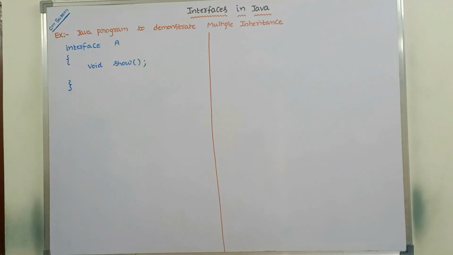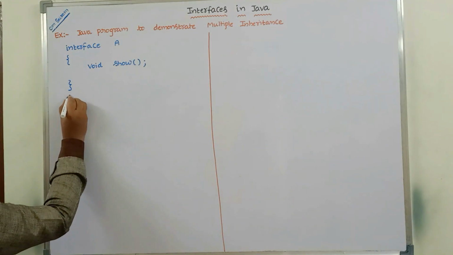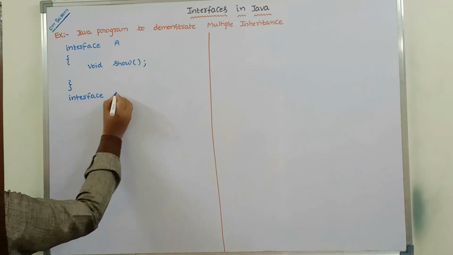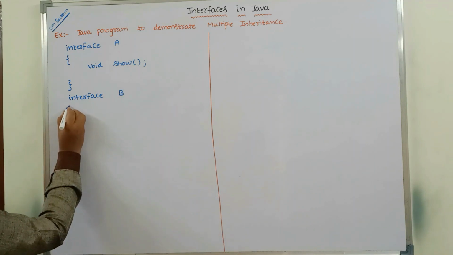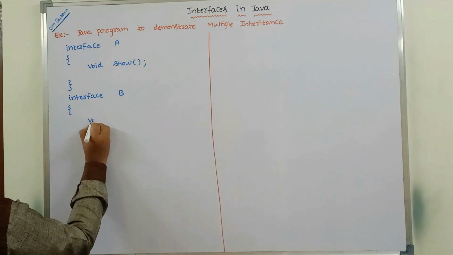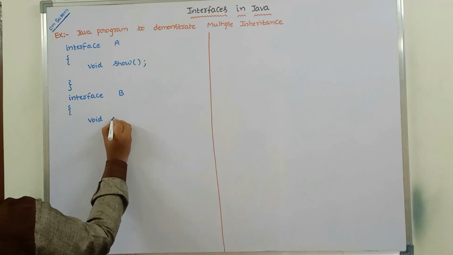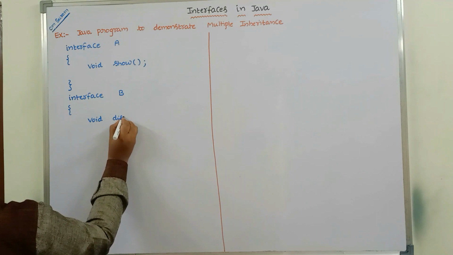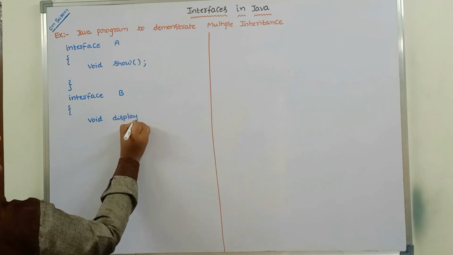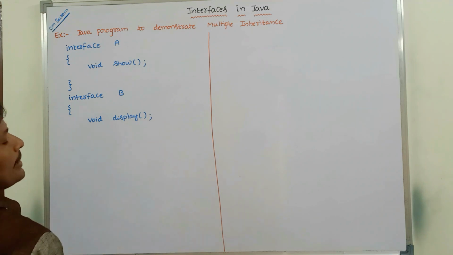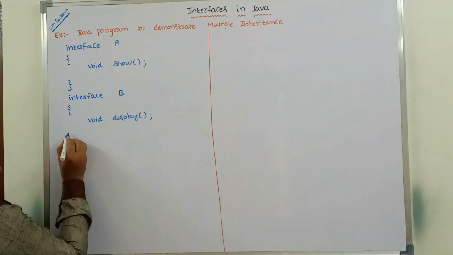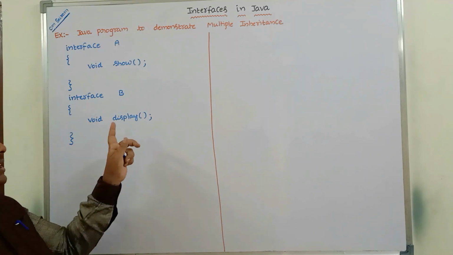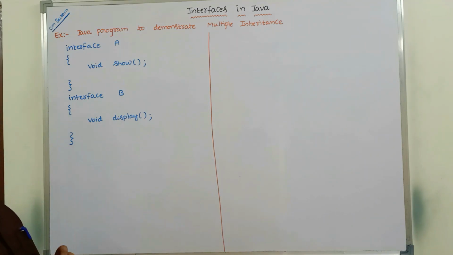Next, I am creating another interface. The interface name is B. In that interface, we have to create one method. That method is the display method. Here the display method is also an abstract method. We are not providing any implementation details. We only have to declare this method.